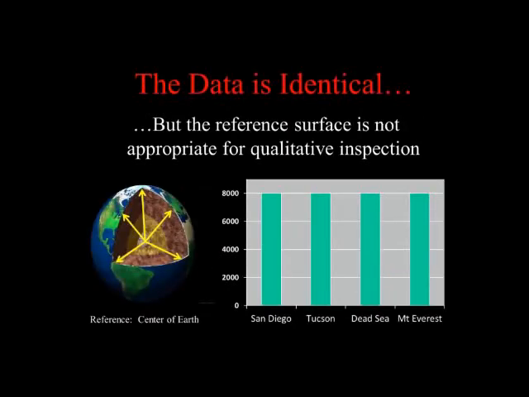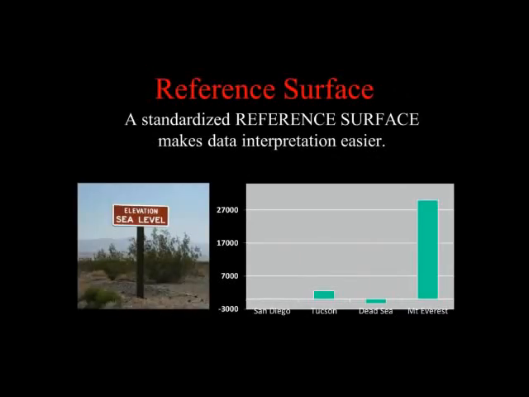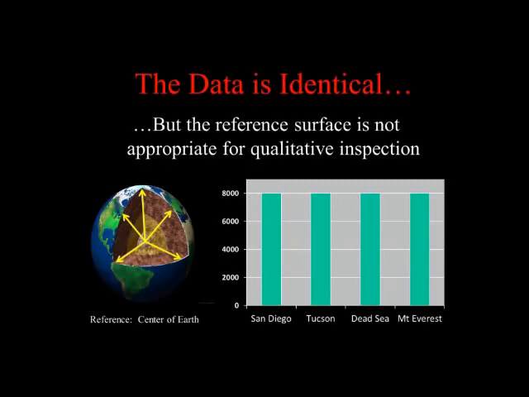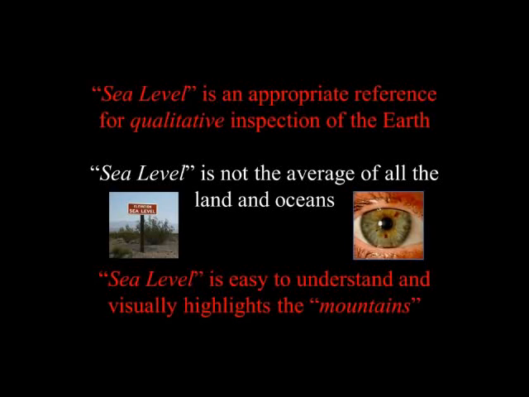I can do the exact same map using the center of the Earth. In that case, San Diego would be 8,000 miles. Tucson would be 8,000 and a half. The Dead Sea would be slightly below 8,000. Mount Everest would be 8,005. And graphically, I took off the names. None of you would be able to tell the difference, because the center of the Earth is accurate, but an inappropriate reference surface for a rapid visual inspection. The computer doesn't see a difference between that and that. But for us, we can make a visual distinction here and not here. So the reference surface, again, is important for visual inspection.